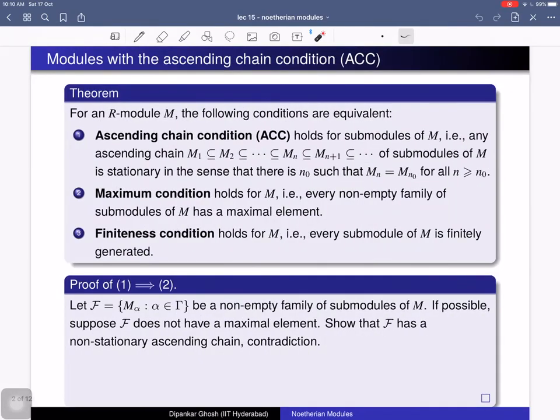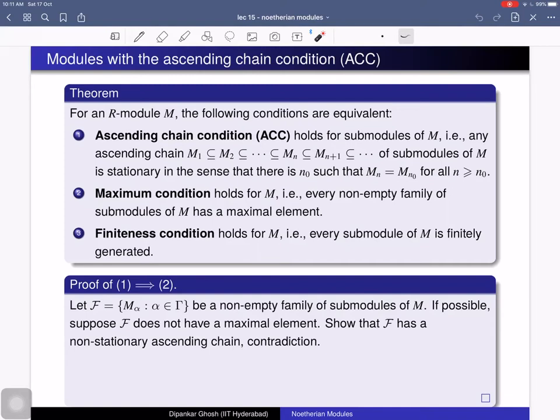So here is the theorem which gives three equivalent conditions to define Noetherian modules. So what is a Noetherian module? It is just something more than finite generation. So this is just the class of finitely generated modules, even something more than that. So you consider an R-module M, then this theorem is saying the following three conditions are equivalent.